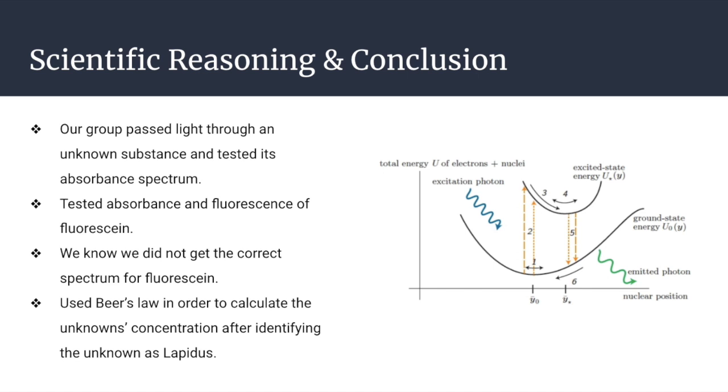In this experiment, our group passed light through an unknown substance and tested its absorbance spectrum. We also tested the absorbance and fluorescence of fluorescein. We know we did not get the correct spectrum for fluorescein because the emitted photon should always have a longer wavelength than the absorbed photon according to the image to the right. Finally, we used Beer's law in order to calculate the unknown's concentration after identifying the unknown as Lapidus, using the idea that the unknown's absorbance spectrum matches the Lapidus that we already know.